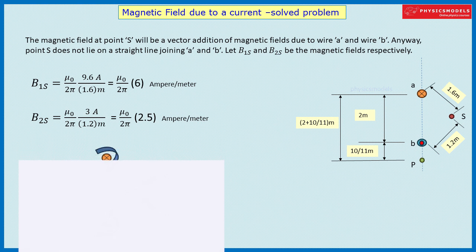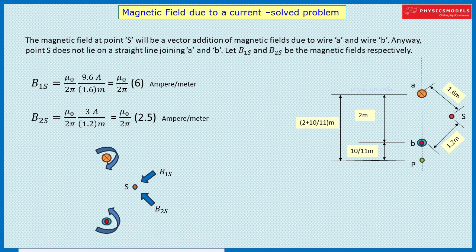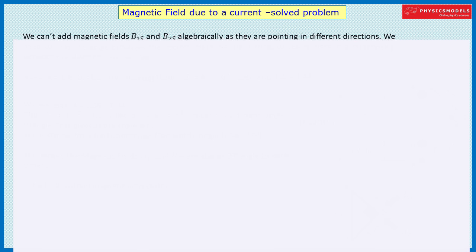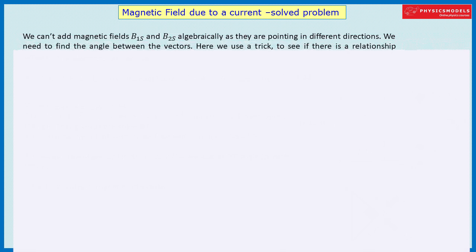And below that, I have drawn a sketch to make it very clear on the directions of the magnetic fields that are passing through the point S. There are two magnetic fields passing through the point S. We now have to find the resultant magnetic field at the point S, both in terms of magnitude and direction. Of course, we can't add the magnetic fields B1S and B2S algebraically, because they are pointing at 90 degrees to each other. And still, we might get stuck here unless we use some trick.